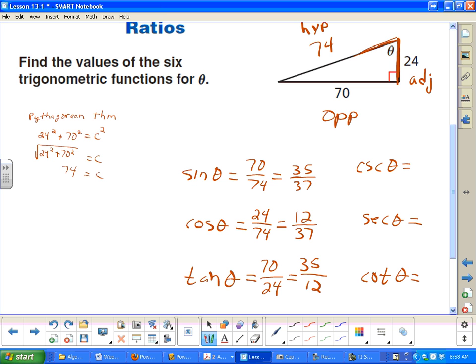So then to find the other 3, I just take those 3 and do the reciprocal. Okay. Cosecant is the reciprocal of sine, so that would be 37 over 35. Secant, reciprocal of cosine, would be 37 over 12. And cotangent is reciprocal of tangent, so that would be 12 over 35. Okay. So those 3 are really easy to find if you keep them lined up with their reciprocal, and then you can just take the reciprocal of that.